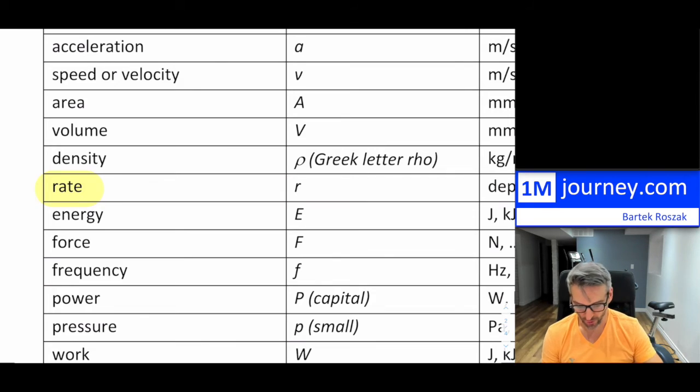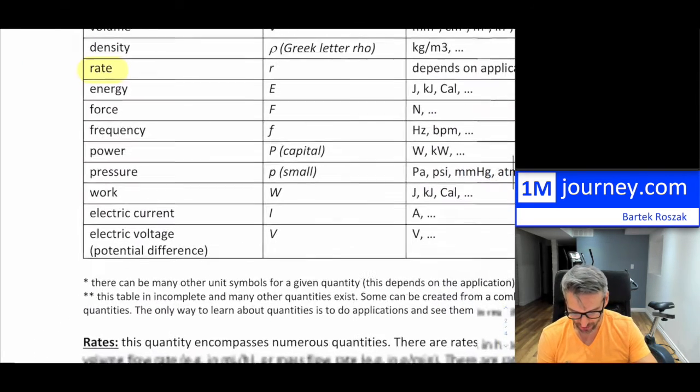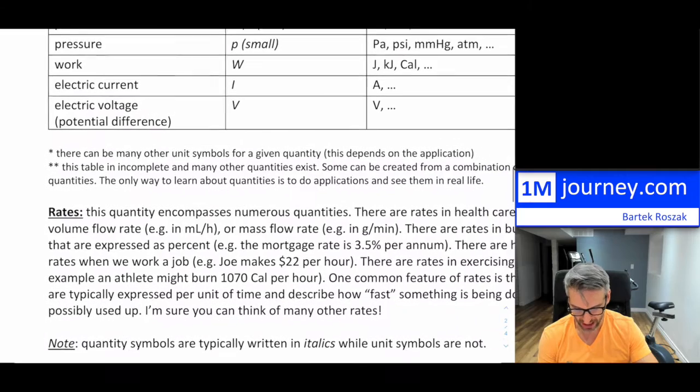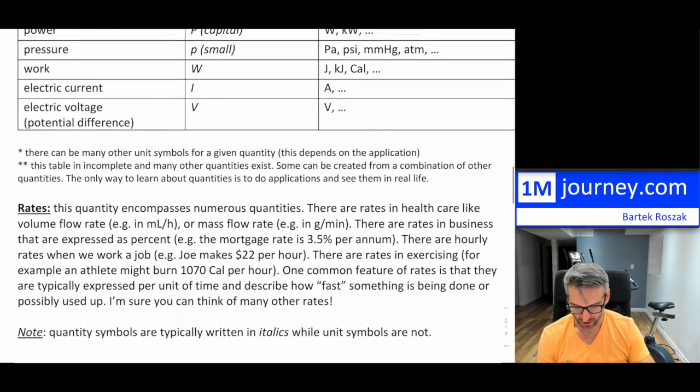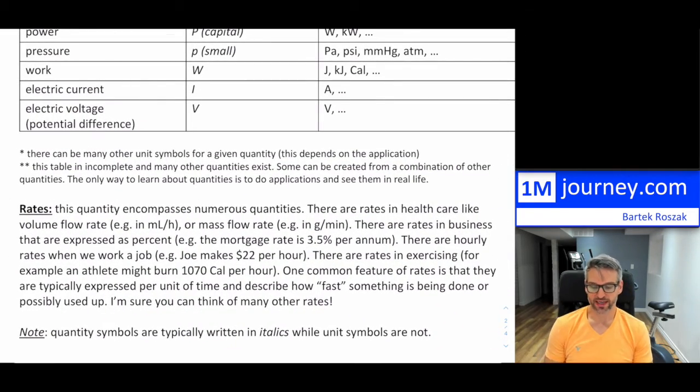And so for that rate, I actually made a little comment here, right here. So if you download this for yourself, you can read it. So you'll notice that rates, they encompass many different quantity combinations. So for instance, in healthcare, you might have volume flow rate, and that might be coming from an IV, for instance, in like milliliters per hour, okay? So how much volume is actually that patient receiving, or maybe mass flow rate.